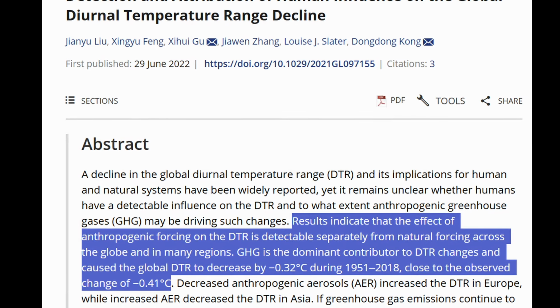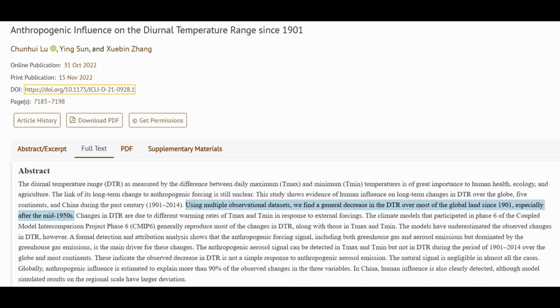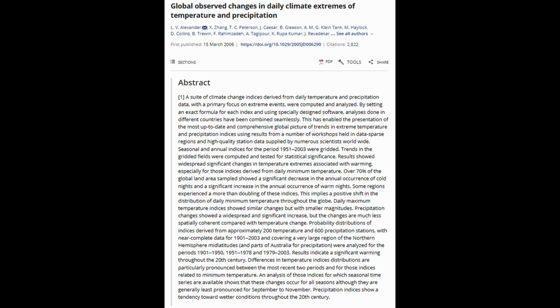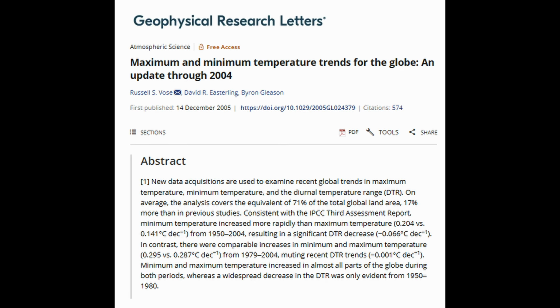That difference is called the diurnal temperature range, and it absolutely is decreasing and has been measured in many observational studies. For example, this one here. Also here, here, here, and here.